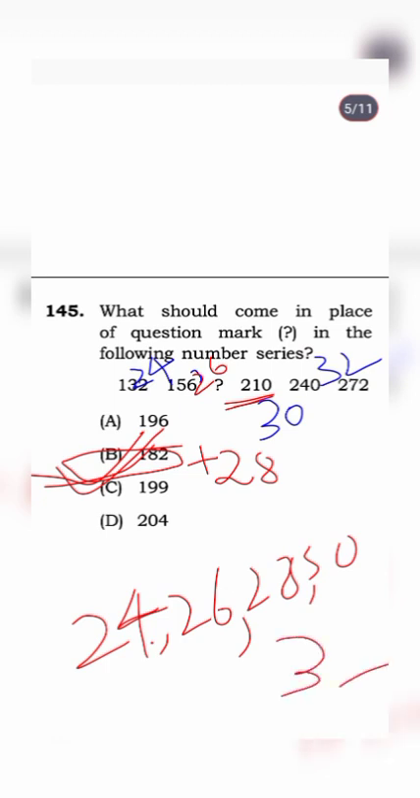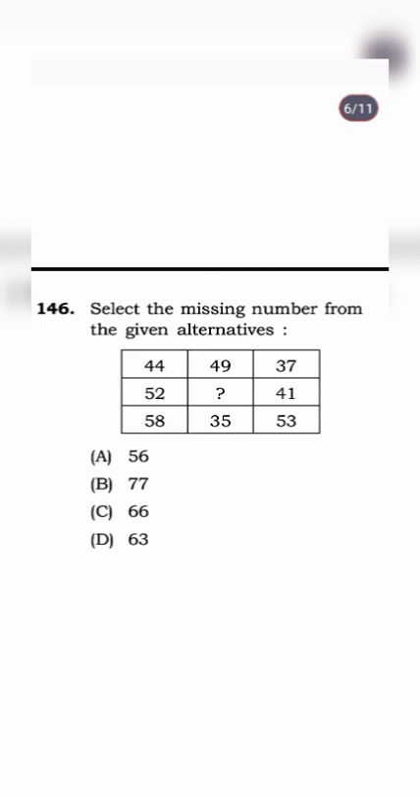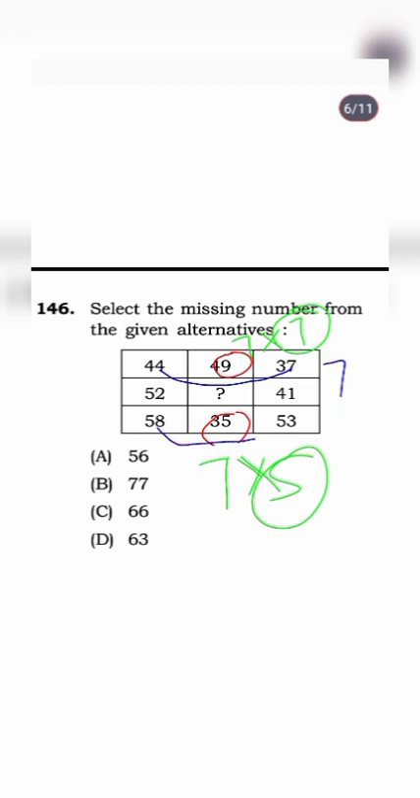Now we'll move further to the next question. See here in this question, 41, 49, 37. Here you can see 49 and here 35. Both are multiples of 7. 35 is 7 into 5, and 49 is 7 into 7. Now from where did this 7 and 5 come? So now we will see. If we subtract 37 from 44, we will get 7. If we subtract 53 from 58, we will get 5. So similarly, when we subtract 41 from 52, we will get 11, and we will multiply it with 7 and we will get 77. I think this may be clear.